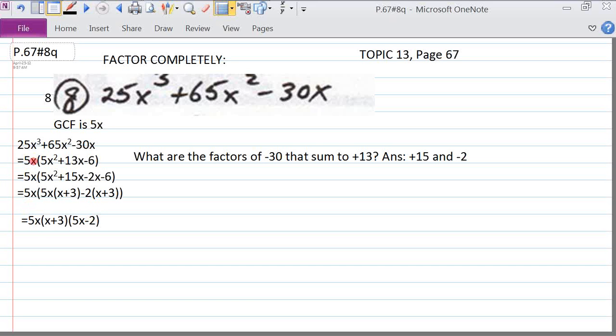Of course, the 5x was the greatest common factor, and you bring that all the way through to the end. So the 5x is the greatest common factor. Here, from here, I factored out x plus 3, and I'm left with 5x minus 2.